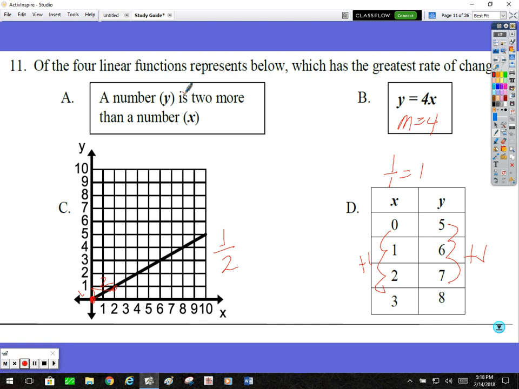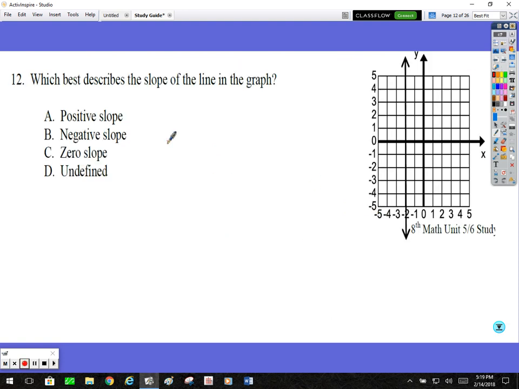Well, if I look right here, remember the word is means equal. So y is 2 more means I'm going to add 2 to something. Well, that something happens to be the letter x. Okay, so what I'm missing now is my slope, which is going to be 1 over 1, which is 1. So the slope for this is 1. So which one has a bigger slope? Which one's a bigger number? 1/2, 1, or 4? Well, 4 has the bigger slope. Okay, so the bigger the number, the steeper the slope.